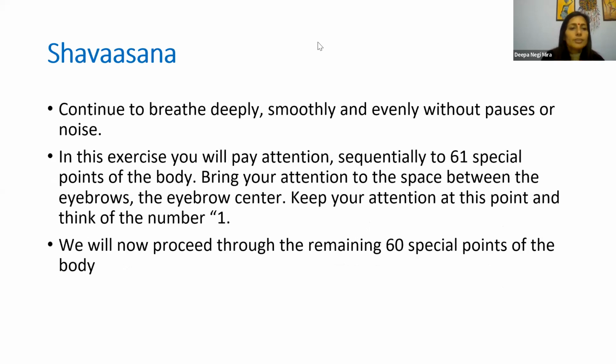After doing that step, we need to again count your deep breath, deeply, smoothly, evenly, without pause and without noise. You need to have attention. Okay, so that is the Shavasana. When we are going into Shavasana, we need to take 5 to 7 minutes making adjustments, because if Shavasana is not comfortable, then we will not enjoy the whole practice.